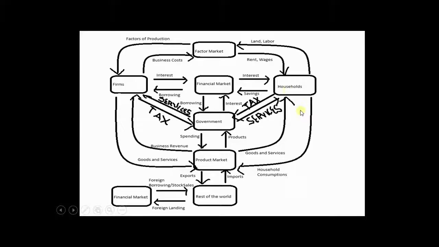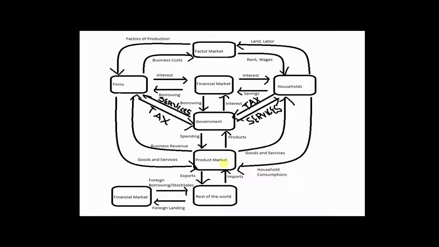If we're looking at the households and the factor market, the households provide land and labor in exchange for rent and wages. This means working for a company or selling or renting their land, and in exchange they get rent. Between the households and the product market, the product market gives the households goods and services in exchange for household consumption, which is essentially just money.